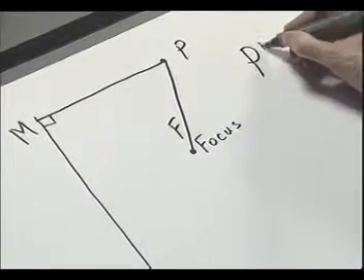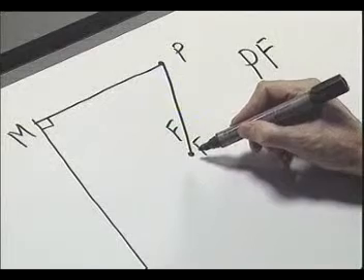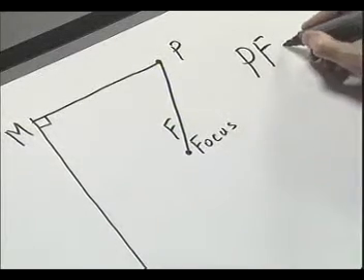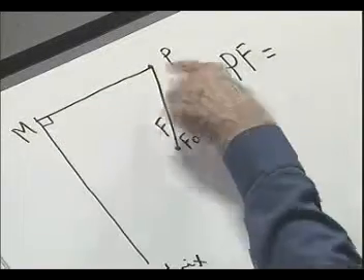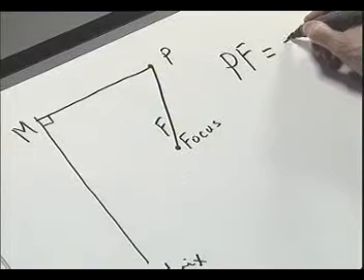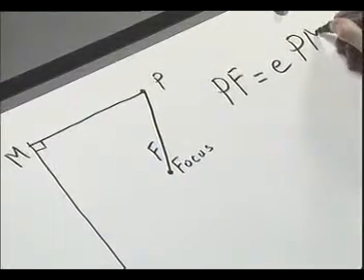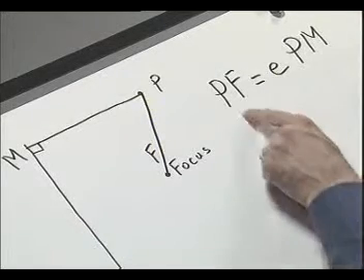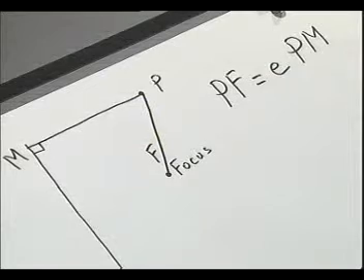And so the definition that we're going to use is that PF, the distance of the point from the focus, is equal to a constant multiple of the distance of the point from the straight line. And that constant multiple we use the letter E to denote. And so PF is equal to E times PM.